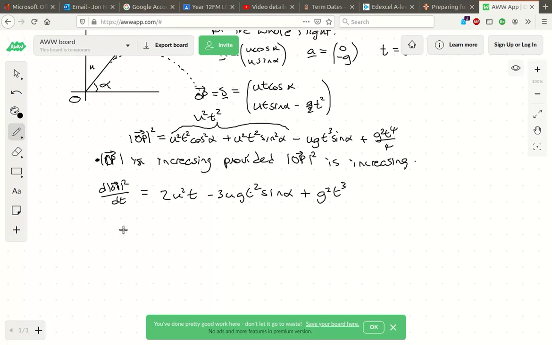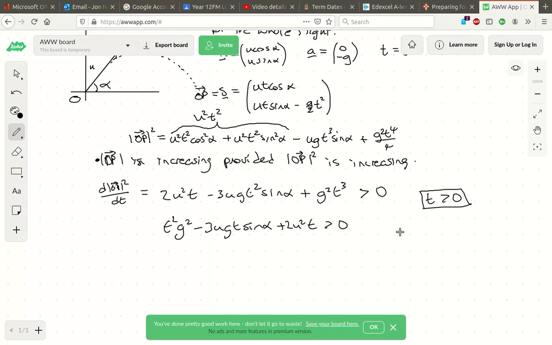Okay, now what I want is for this to be greater than 0. Now I can immediately divide through by t. I'm allowed to do that, but I've got to be careful with inequalities and with dividing by 0. Really we're showing this is just true for t greater than 0. t equals 0 is at the start of the experiment before it's even been projected, so I can safely divide through by t here without causing too many problems. I'm also going to rearrange it to write it as t squared g squared minus 3ug t sine alpha plus 2u squared t, and that is going to be bigger than 0.